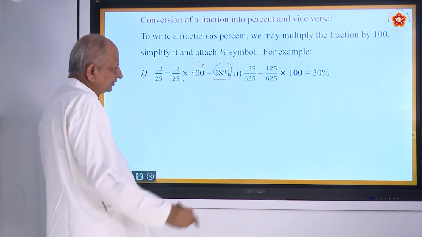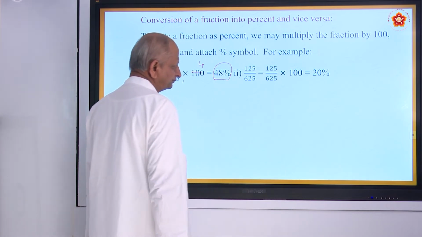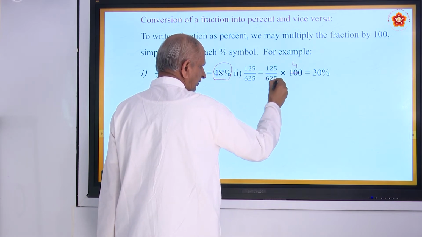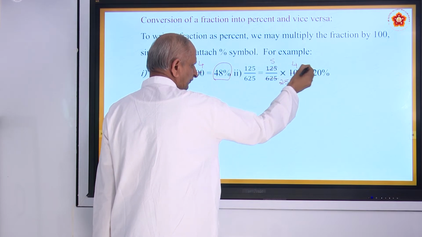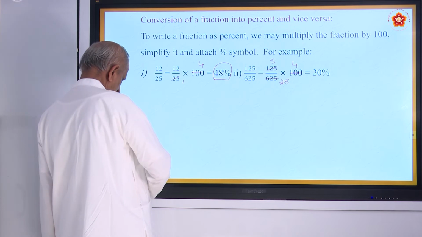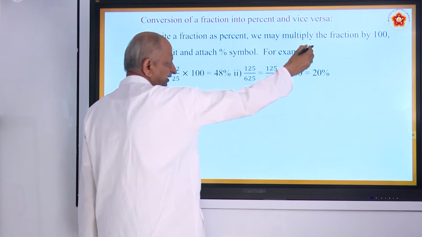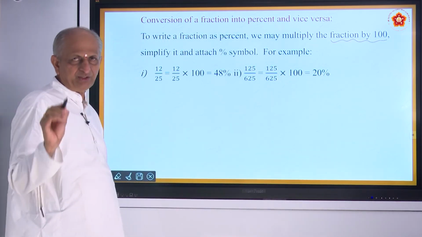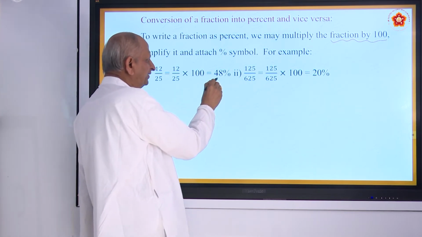You are following? Similarly here 125, 625 is there. Multiply by 100. So when you cancel, 25 fours are here, 25 25s are here, 1s are 5s are. So 5 fours are 20 is the answer. Okay. And do you follow? So what you must do is you have to multiply the fraction by 100. So whatever fraction is given, multiply it by 100 and then attach this symbol.